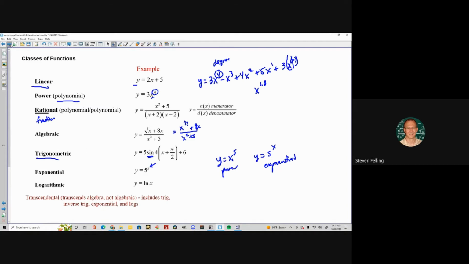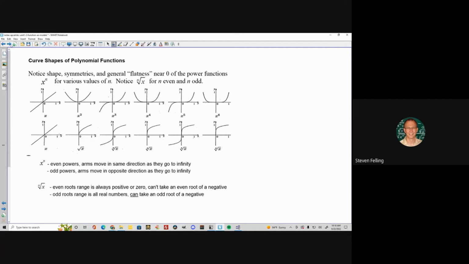All right, so those are some names. More importantly is to know the basic shapes of these functions. For polynomials or power functions, where we have x to the n, if we're talking about integer powers, we have x to the first power, x to the second power, third power, fourth power, and so on.